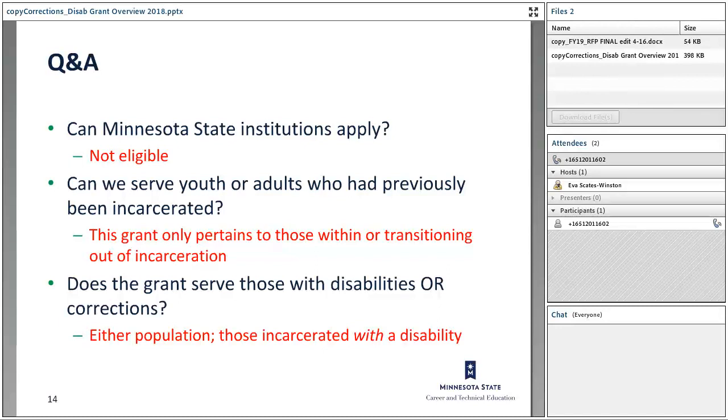One of the exceptions that I mentioned earlier is that you may have youth or adults, youth in particular, that have been court involved, say probation, but they've never been incarcerated. So that is another population that may be underserved that we would definitely consider as a potential project for funding.